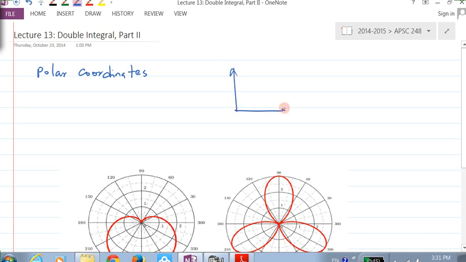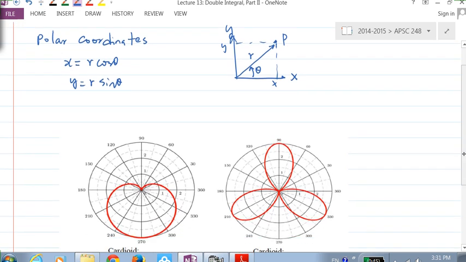So polar coordinates, essentially, it's in the same kind of plane as xy, basically a Cartesian coordinate system. But this time, instead of using xy, you use r theta to represent the location of a point P. And the relationship between r theta and x and y is pretty simple: x equals r cos theta and y equals r sine theta. Okay, so this is the connection between polar coordinates and Cartesian coordinates.